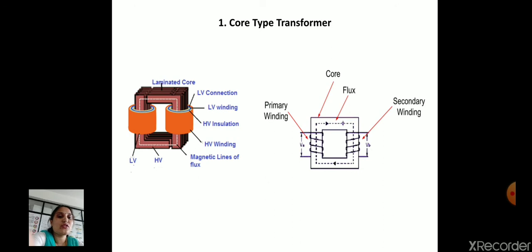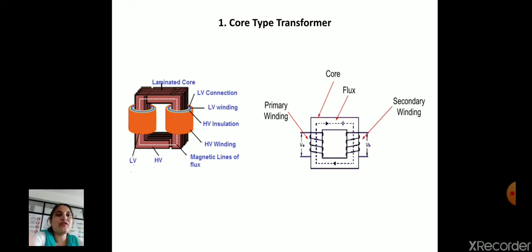The core of this transformer is in the form of a rectangular frame made from laminations, and it provides a single magnetic circuit. As we see in the windings, the primary and secondary windings are uniformly distributed on the two limbs. They are mounted on separate limbs. So this core type transformer provides a single magnetic circuit.